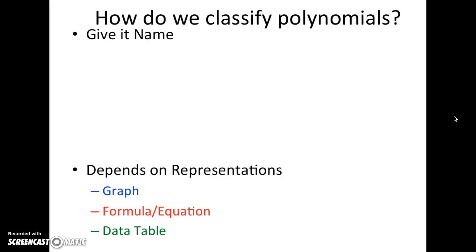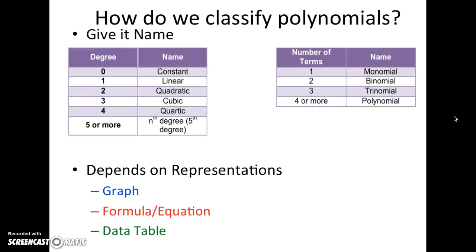So when it comes to polynomials, how do we classify them? Well, just like with vehicles, we give it a name when we classify a polynomial, and there are 2 types of names we can have. We can either have a name based on the degree or based on the number of terms. Now, the steps that we use to classify a polynomial depend on the representation. What I mean by representation is: are you given the graph of that function, the equation of the function, or the data table?